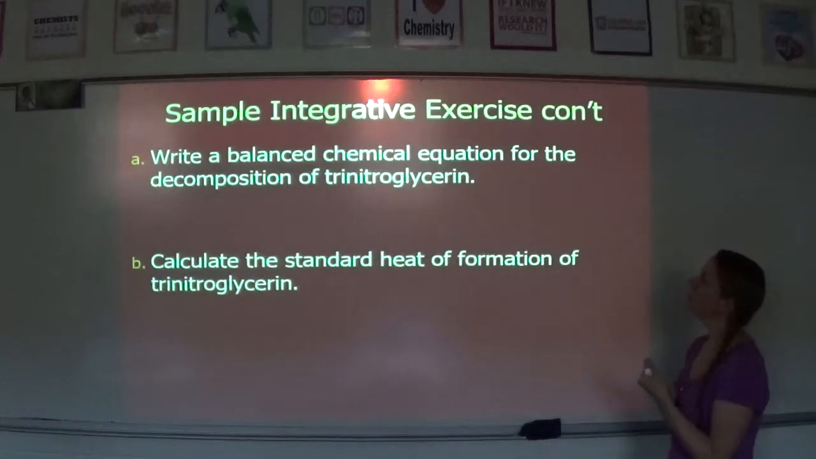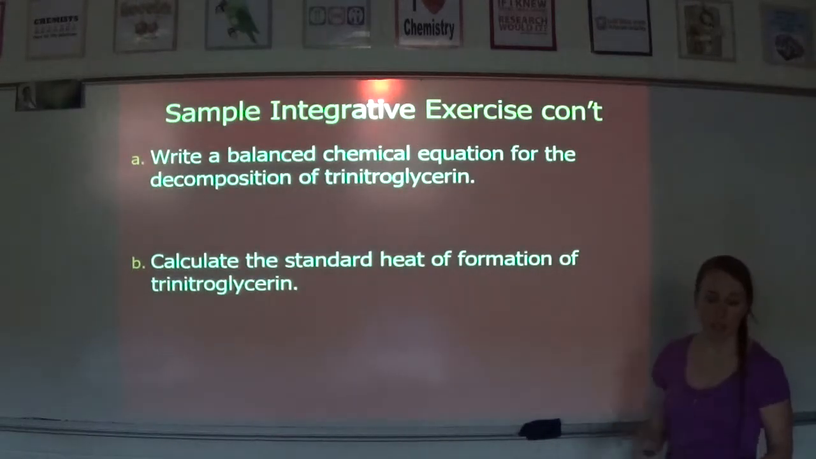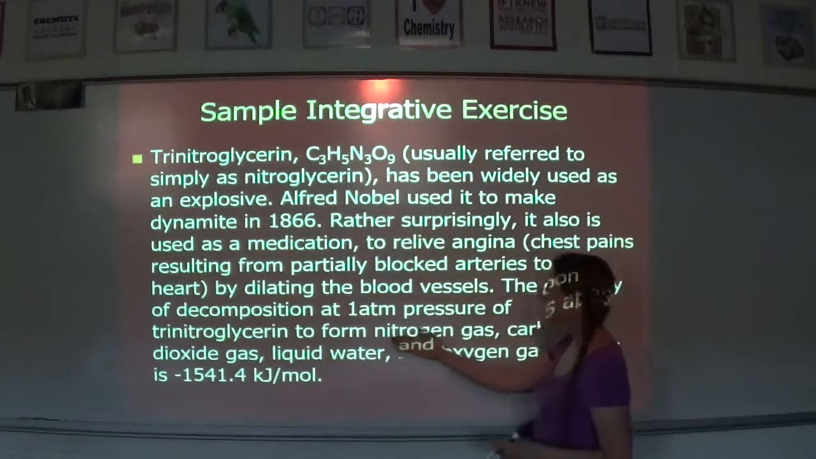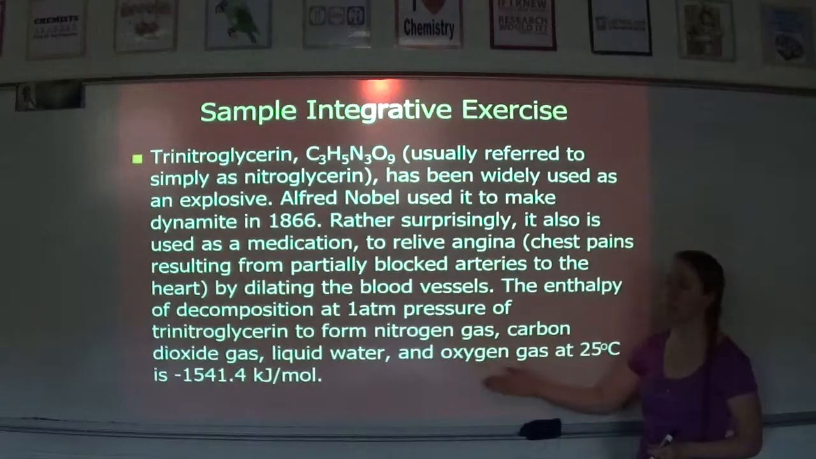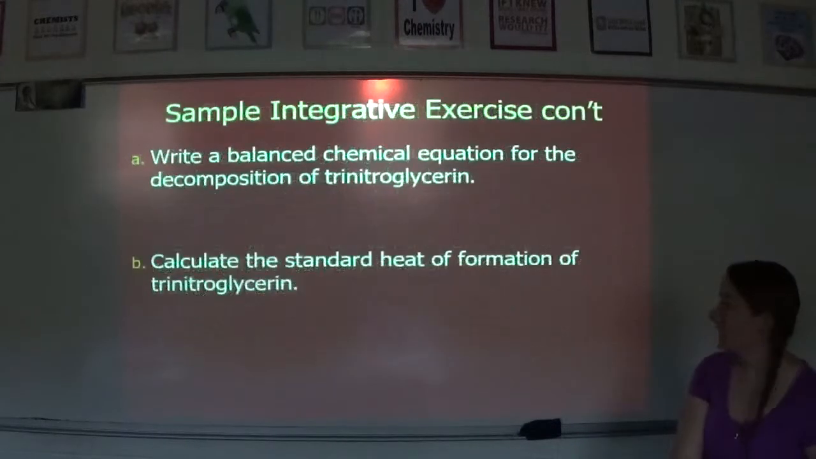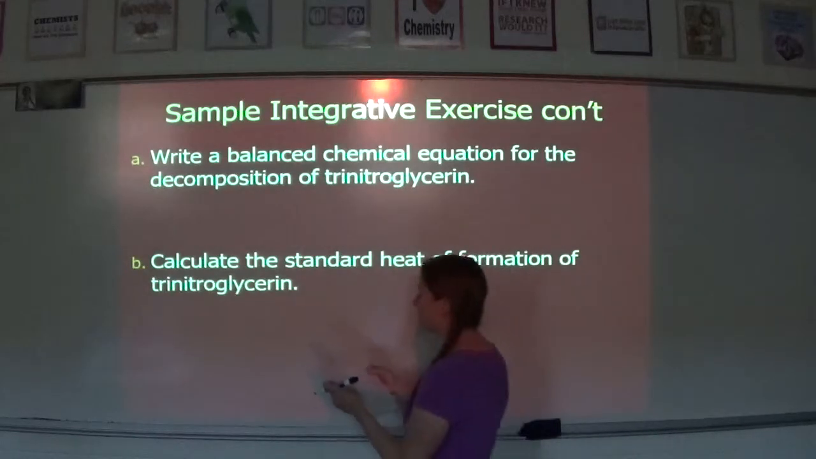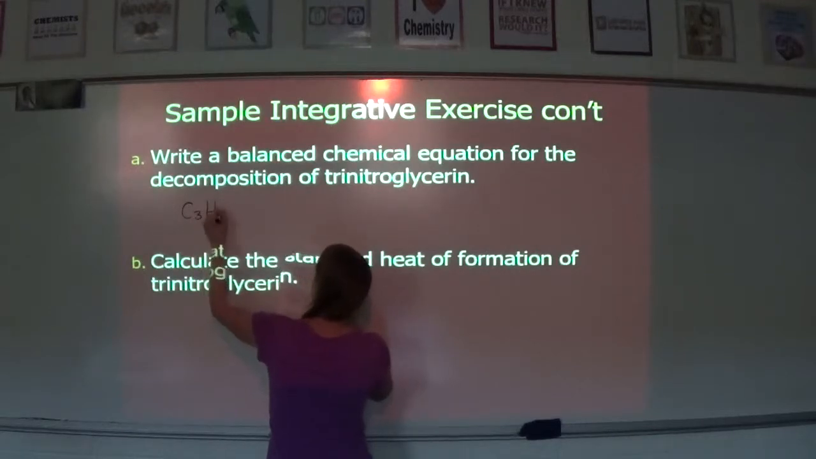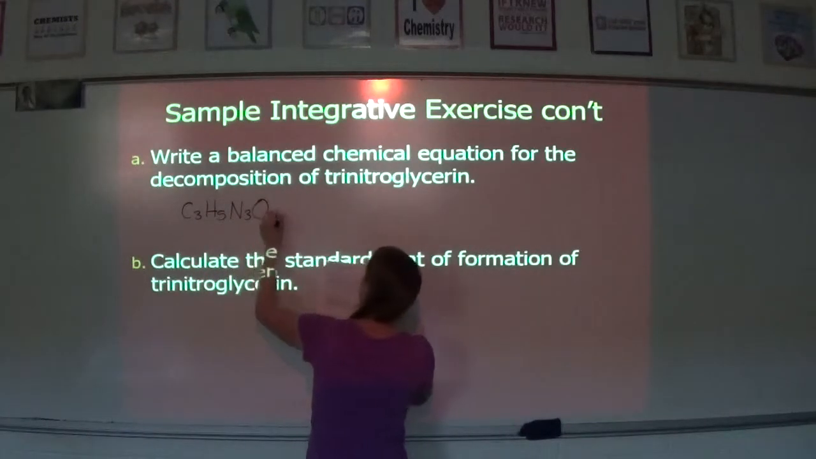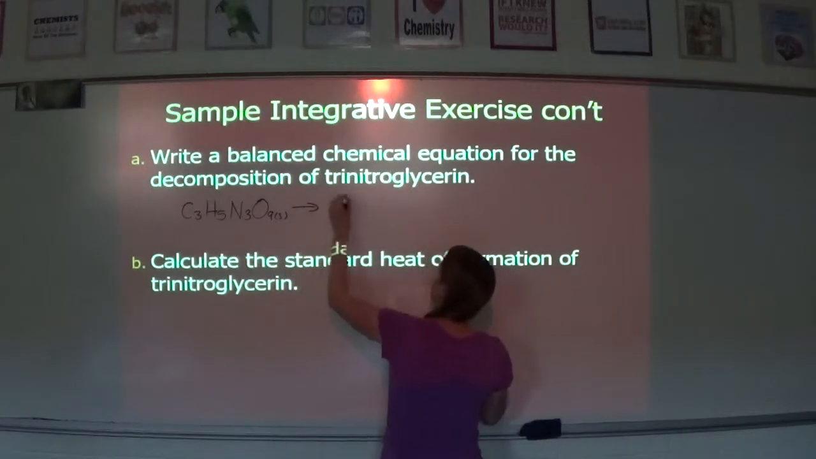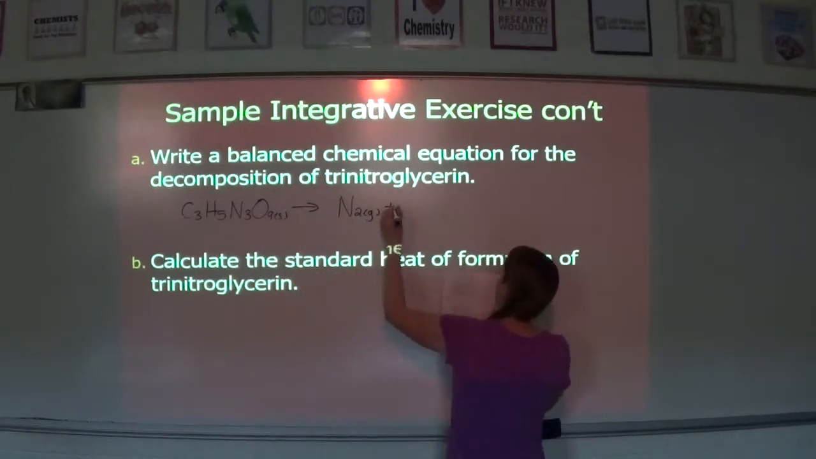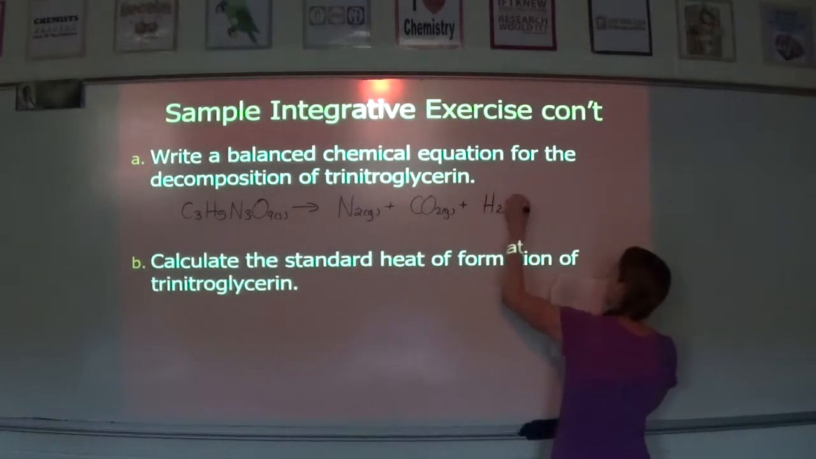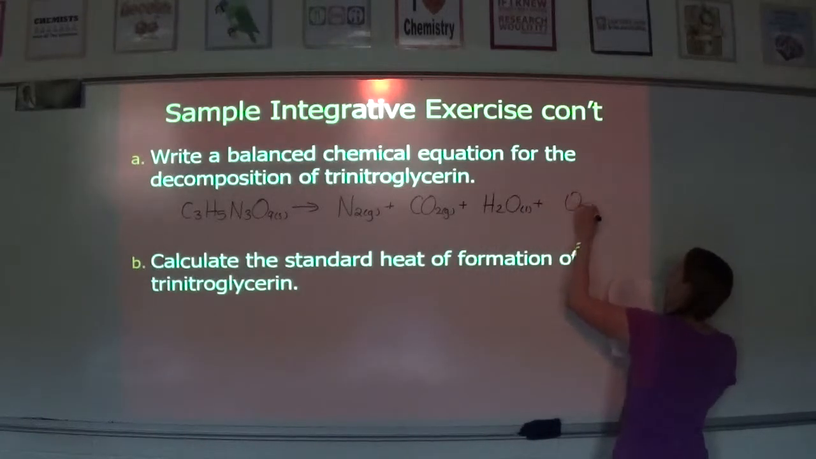So it says, write the balanced chemical equation for the decomposition of trinitroglycerin. Well, first of all, I have all the information I need right here. It gave me the formula, and then it gave me what it forms: nitrogen gas, carbon dioxide gas, liquid water, and oxygen gas. So I start with my formula for trinitroglycerin, which of course they told me is C3H5N3O9, and we are decomposing it, and we make nitrogen gas, carbon dioxide gas, liquid water, and oxygen gas.